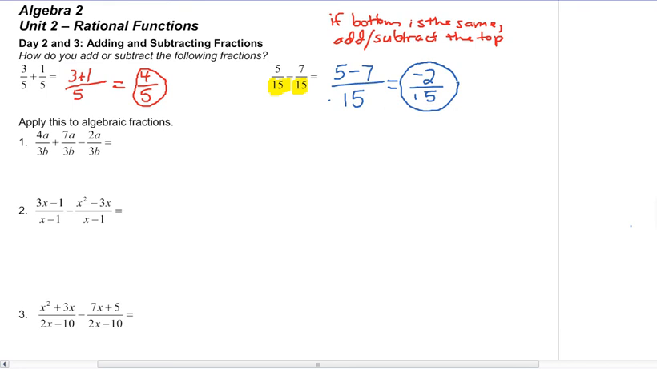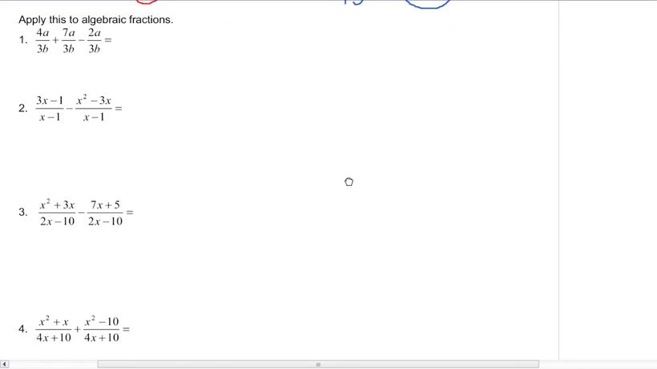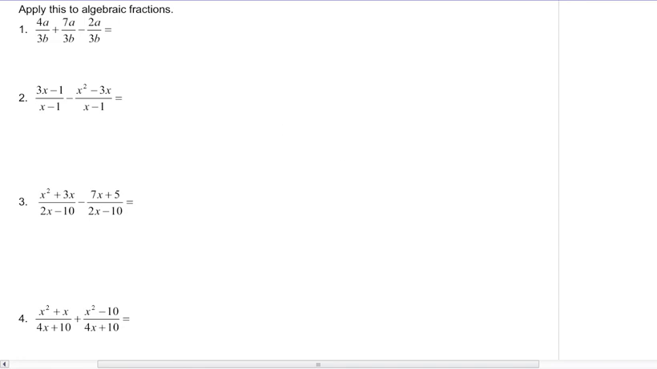Looking at number 1, the instructions for this just say apply this to algebraic fractions, but we could also write these instructions as just simplify. Simplify means, like we said yesterday, add everything you can add, subtract everything you can subtract, multiply and divide everything you can multiply and divide. Once you're done doing all of that, you're done.